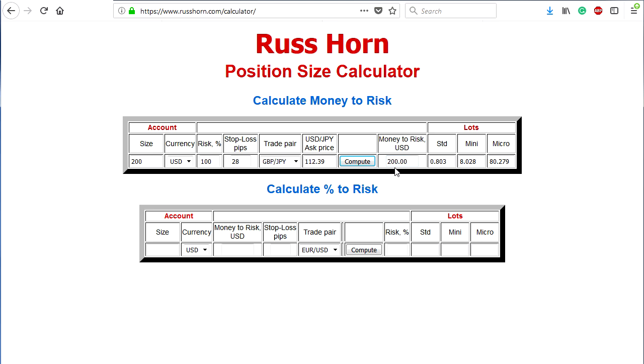I'm going to be risking $200 on a trade that has got the position size of 0.803. So under the standard lot, that is what I'm going to be putting into my platform. 0.803 lots, and that is going to get me the exact trade size.